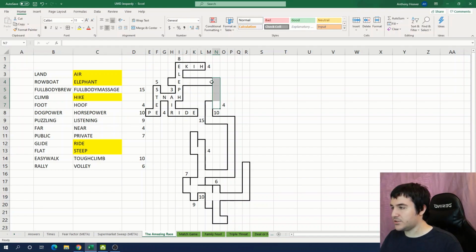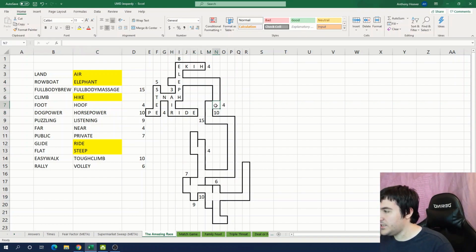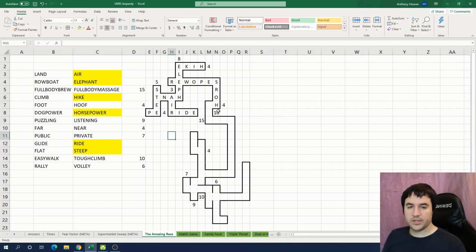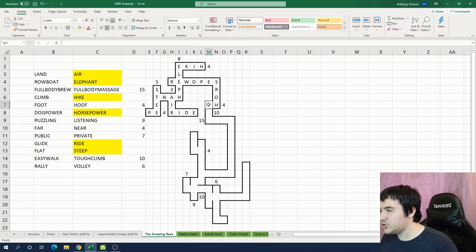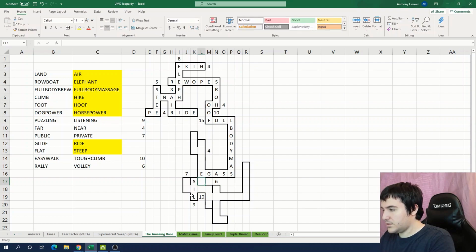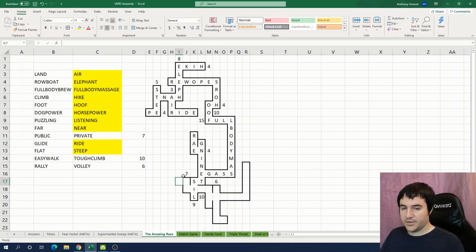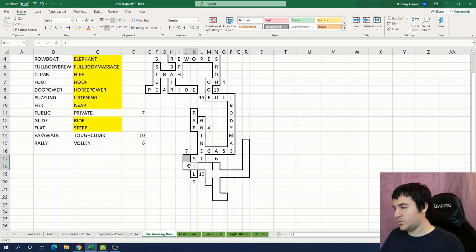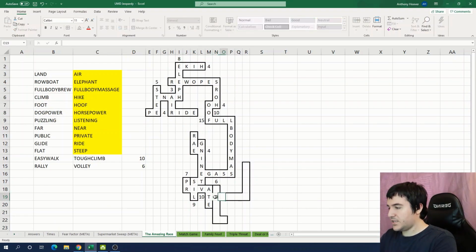This is a ten-letter answer that starts down here and loops around. I have two ten-letter answers, but only one with that E that I need is horsepower. Now I need a four-letter answer that starts with an H, and it's hoof. Next is a 15-letter answer. There's only full body massage. So the nine-letter answer is listening. Who would pick listening over puzzling? The last four-letter answer is near, which goes there. We have a seven-letter answer that starts here and worms its way down through this. That's private. The ten-letter word is tough climb. And the last six-letter answer is volley.